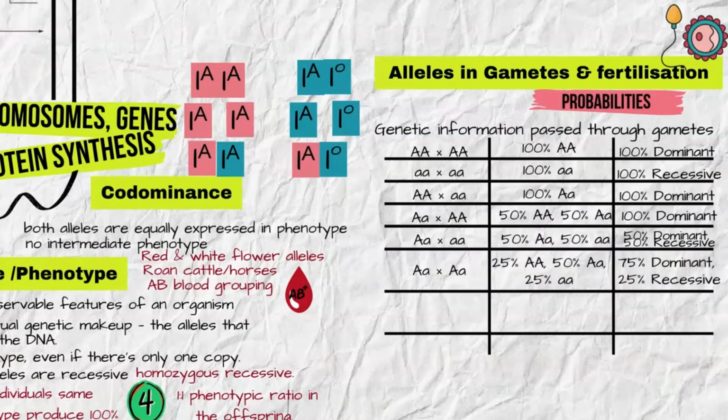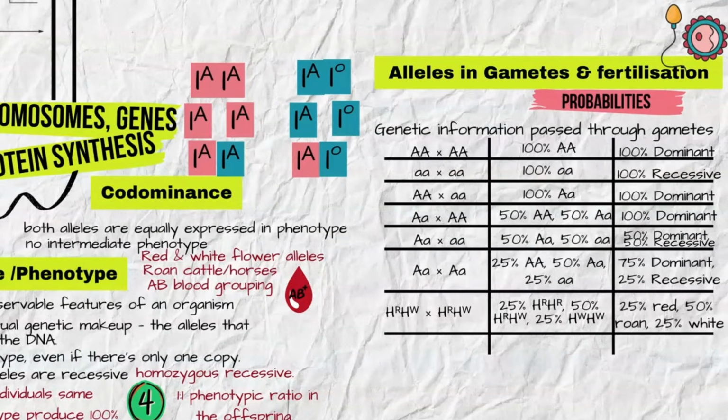Now let's look at codominants. Roan cattle or horses, roan crossed with roan. Offspring, 25% red, 50% roan, and 25% white. This is classic codominance. Both alleles are fully expressed.